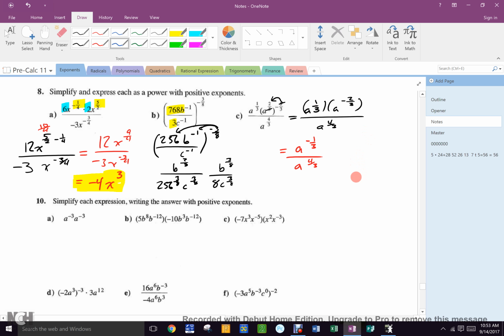So what do you do when they're fractions? Subtract. What's -1/3 minus 4 thirds? Minus 5 thirds. So I have a to the minus 5 thirds. Is that allowed? Why? Because it's a negative exponent. So what do we have to do with it, Max? Put it on the bottom. And I want it only as a power, so it's done.